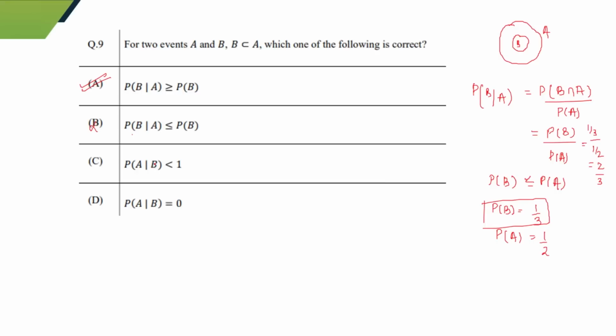Now let's talk about A given B. If I take A given B, that means again probability of A intersection B upon probability of B. And what is A intersection B? That is B. So I'll get probability of B upon probability of B. These two values get cancelled, and I'll get 1. So C is incorrect and also D is incorrect. So that's why option A is correct.